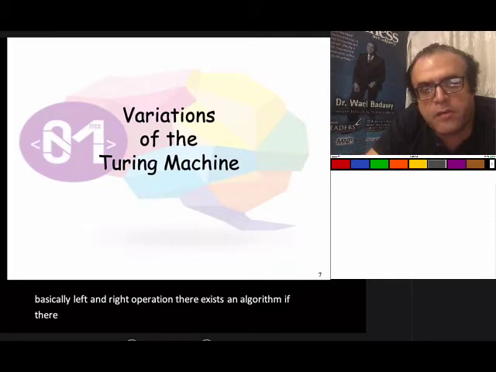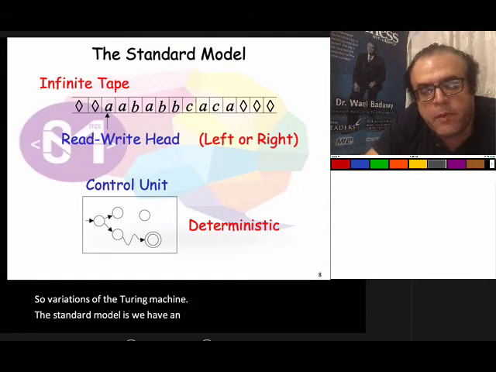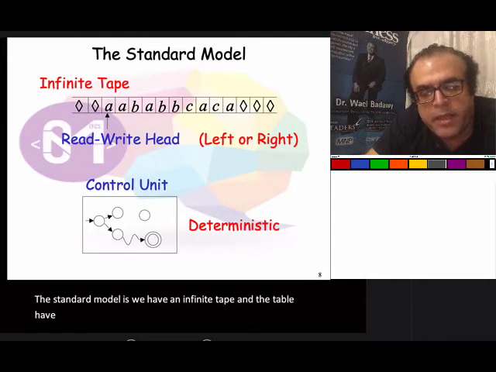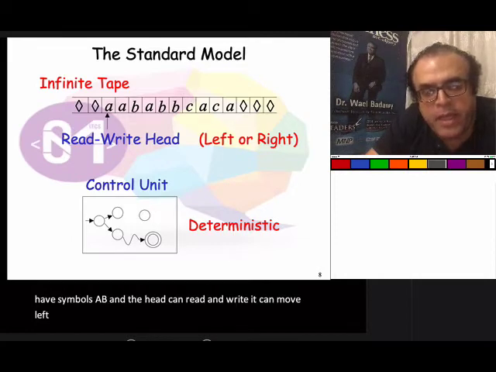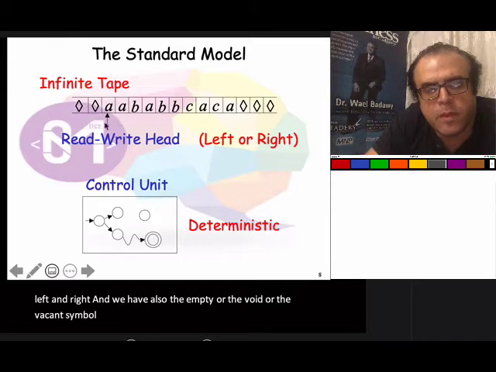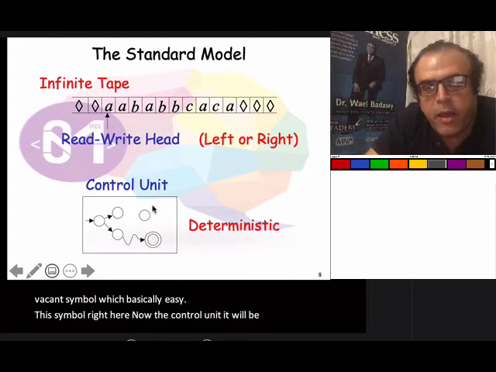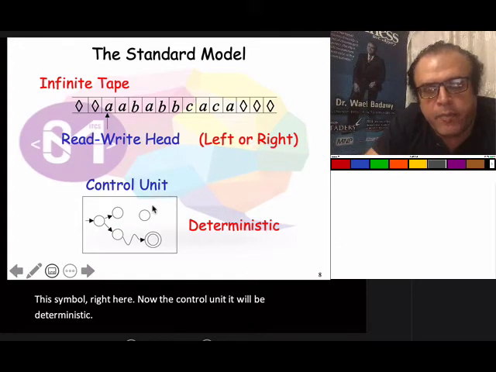So, variations of the Turing machine. The standard model has an infinite tape, and the tape will have symbols A, B, and the head can read and write. It can move left and right. And we also have the empty, or void, or vacant symbol, which is basically this symbol right here. Now the control unit will be deterministic.